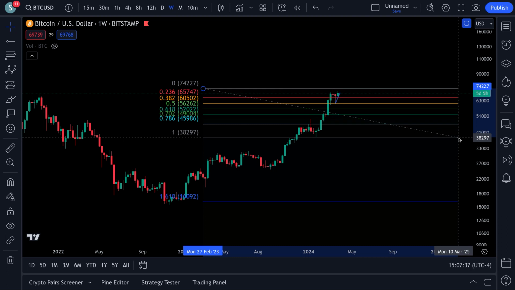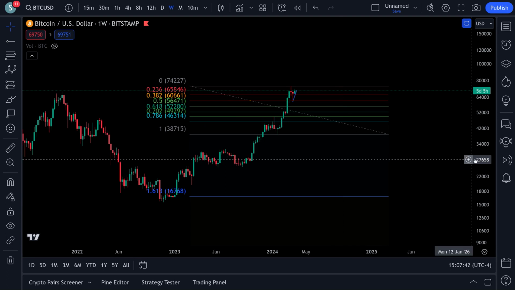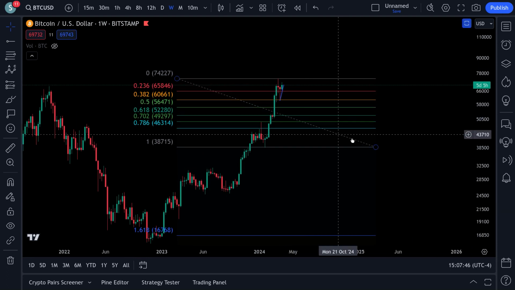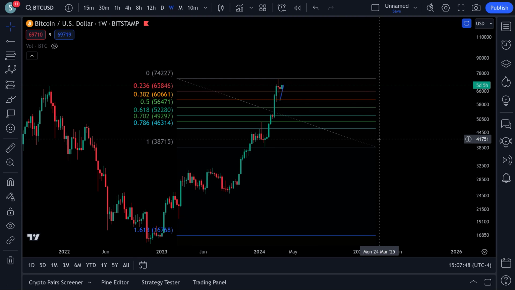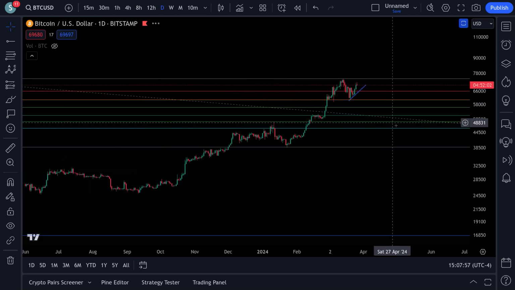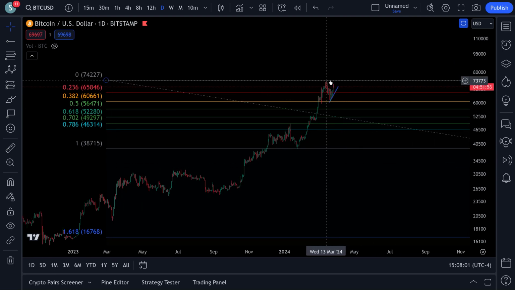Don't be shocked. Do not be shocked. The .618 is down at 52,000. The .702 is at 49. Like I said, do not be shocked if a pullback like that would happen. It would be absolutely normal for a fourth wave, and then a fifth wave push up from here. So we'll see what happens here.